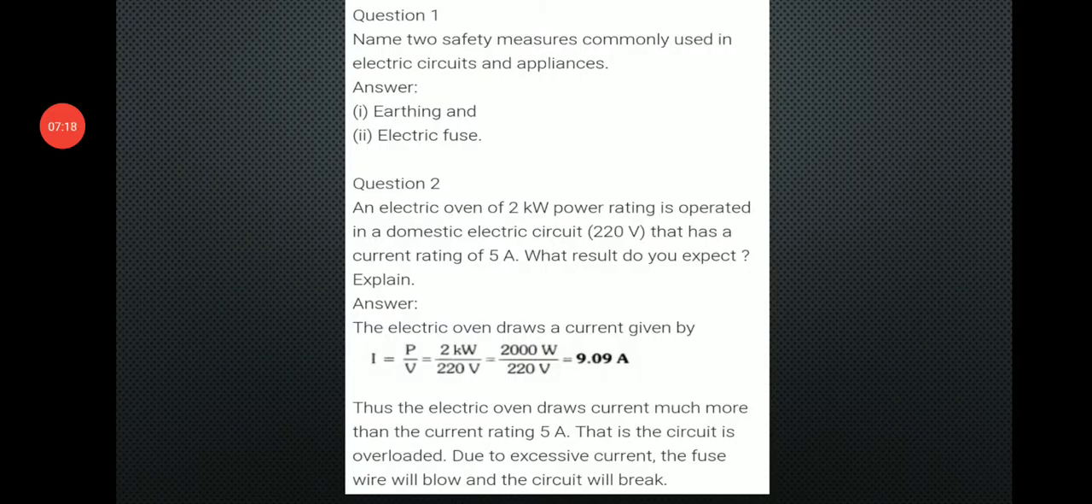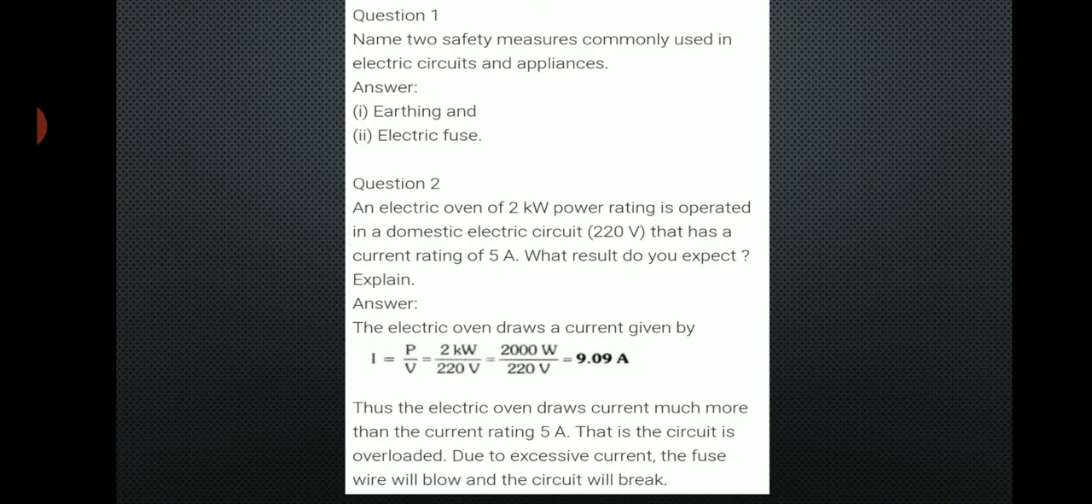So the first one: name two safety measures commonly used in electric circuits and appliances. In electric circuits, earthing is a safety measure, and in appliances we use an electric fuse.